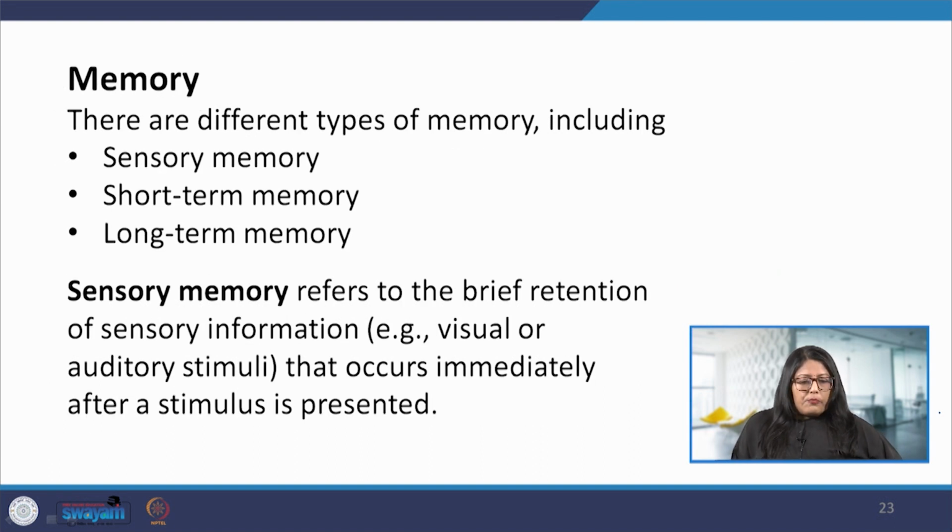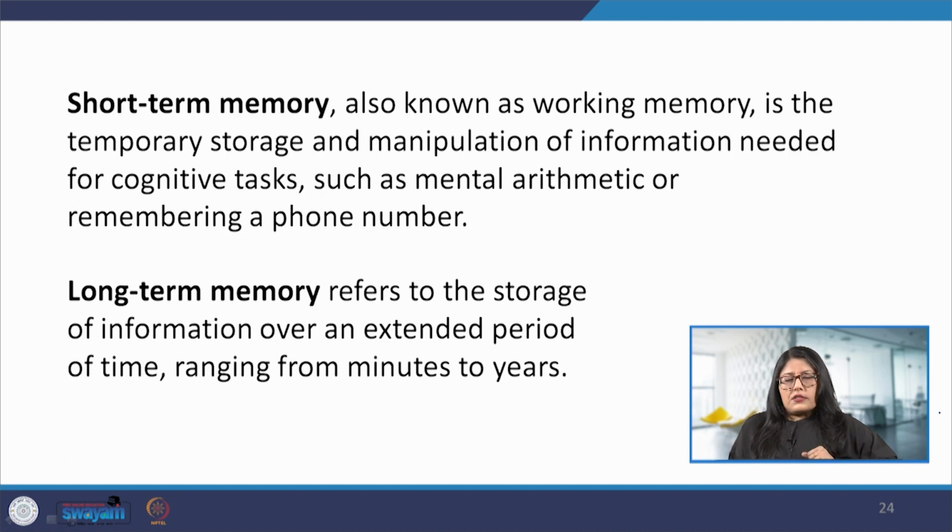So there are broadly three types of memories. Sensory memory, so this is usually visual or auditory stimulus, and this happens very quickly just after hearing something or seeing something, so that is the immediate sensory memory. Second is the short term memory, so this stores the information temporarily, for example doing simple math calculations or remembering somebody's phone number.